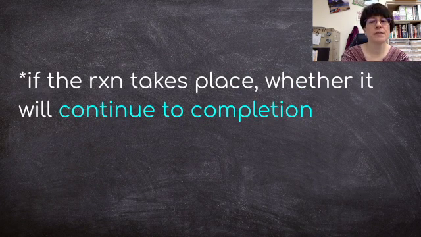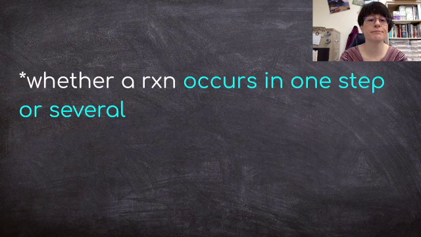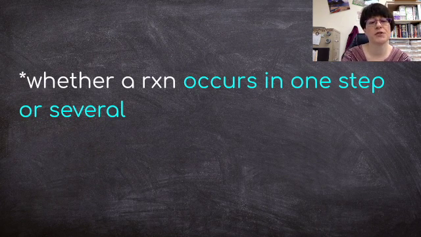They also cannot indicate, if the reaction takes place, whether it will continue to completion. So it might take place, but that doesn't mean that all of the reactants will end up being products. It may not happen completely. It might happen a little bit, but not completely go to completion. Also, it cannot tell whether a reaction occurs in one step or several, so it may actually take several steps for that reaction to occur.